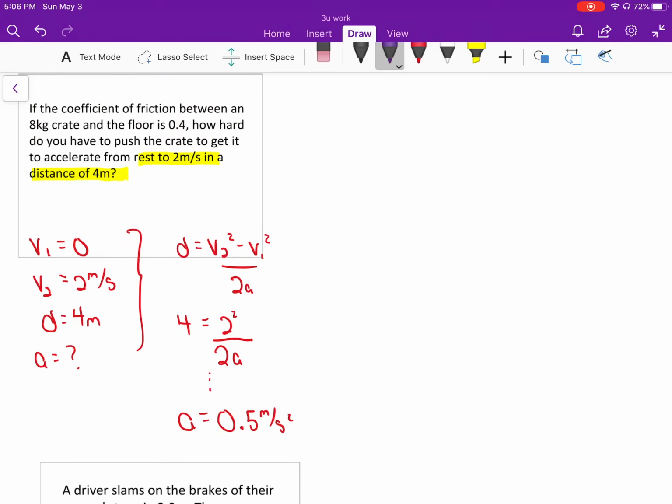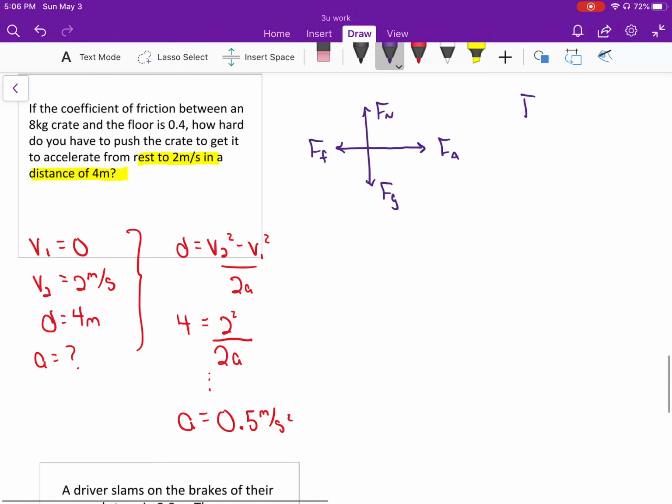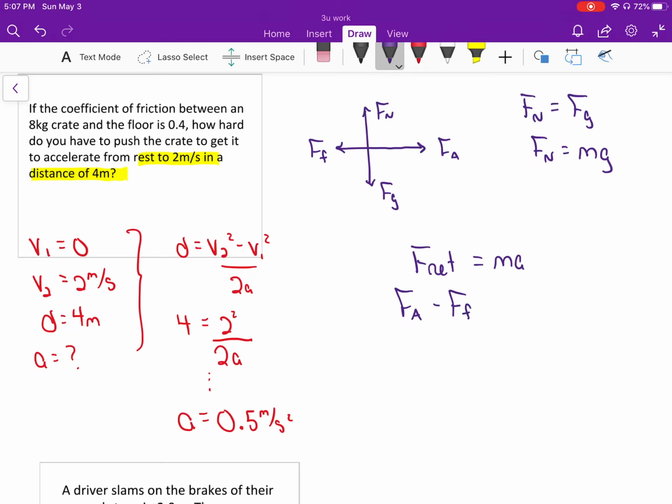Now the question is a lot like the one we just finished. Free body diagram is going to look the same. We've got gravity straight down. We've got normal straight up. F applied pushing it. Friction fighting that. Doesn't say anything weird, so it's a boring case, so the normal is equal to gravity, which means the normal is equal to mg. In the horizontal, we've got a tug of war, so I'm going to set up F net equals ma. The F applied is winning that tug of war, so it's the positive force minus Ff equals ma.